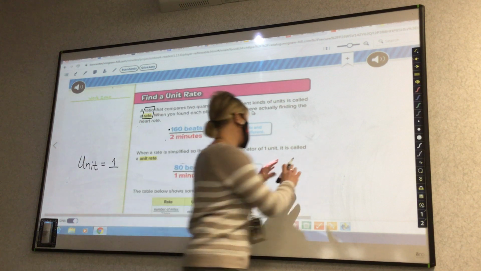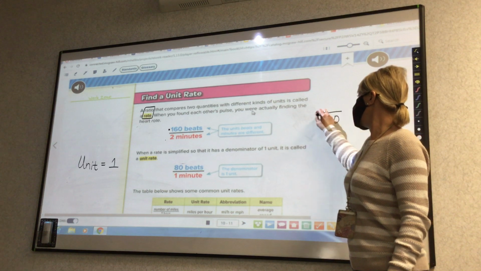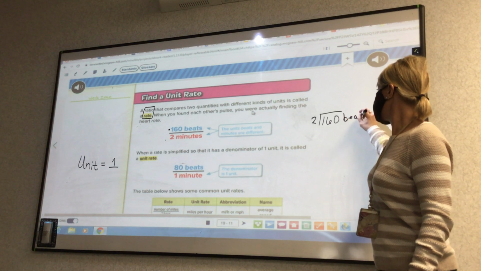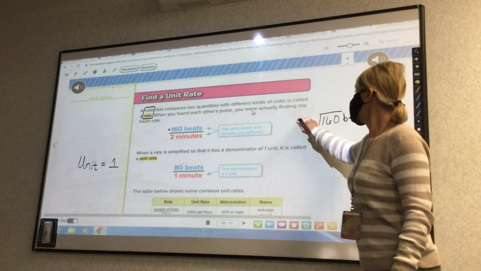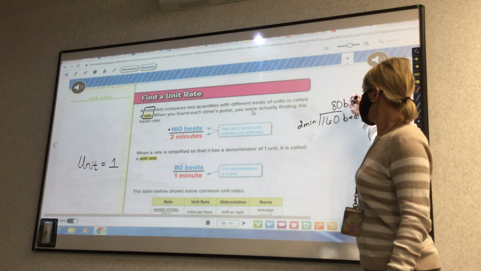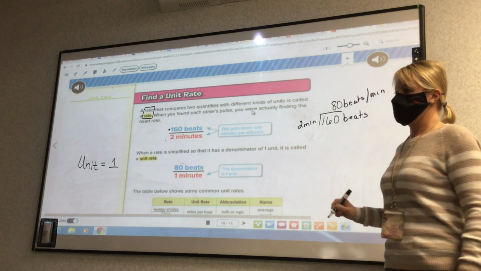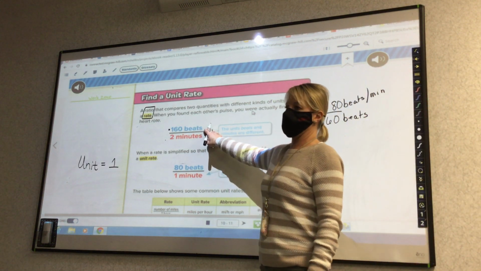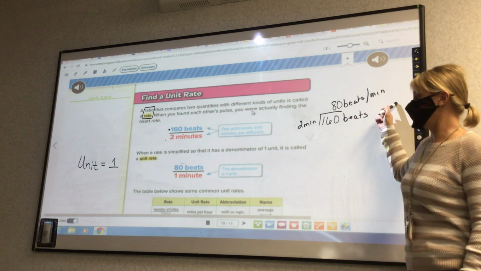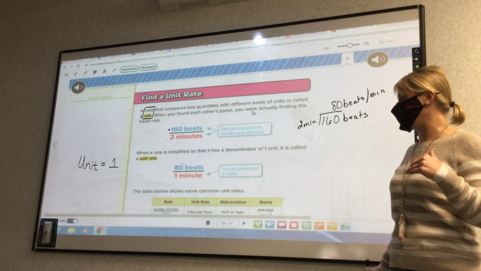So over here, I want you to show 160 divided by 2. We're going to keep our labels. It's 160 beats divided by 2 minutes is 80 beats per minute. Whatever's on top, beats is on top, minutes are on the bottom, so beats will be listed first, minutes will be listed second. So just to find the unit rate, you're just dividing numerator divided by denominator.